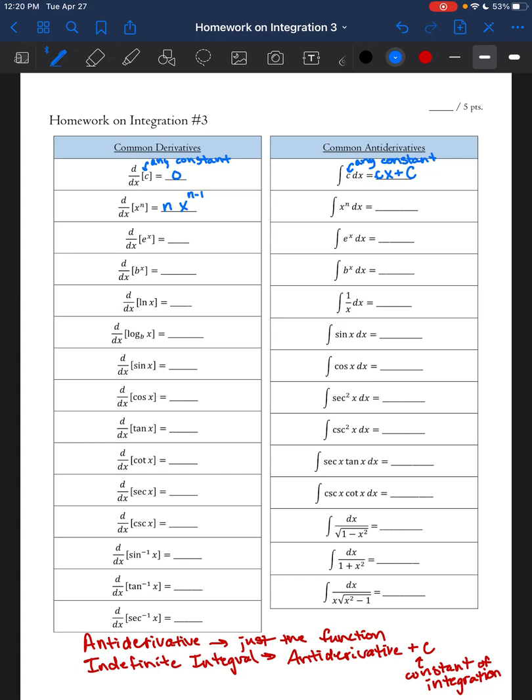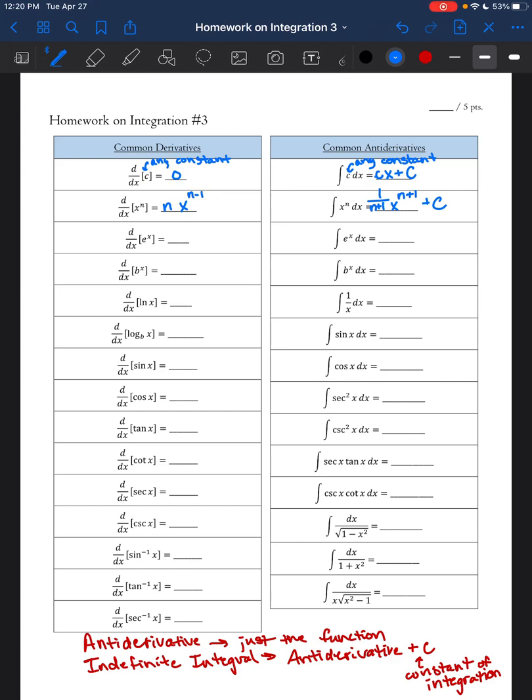Now, when I do the antiderivative, when I integrate this, I do the exact opposite. So instead of taking the exponent n and dropping it by 1, I'm going to kick it up by 1. I'm going to make it n plus 1 instead of just n. And instead of multiplying by the exponent, I'm going to divide by the exponent, so I'm going to divide by n plus 1. Again, don't forget plus c, plus your constant of integration at the end.